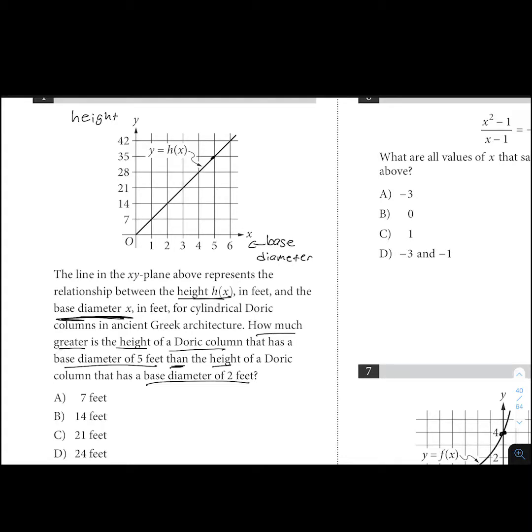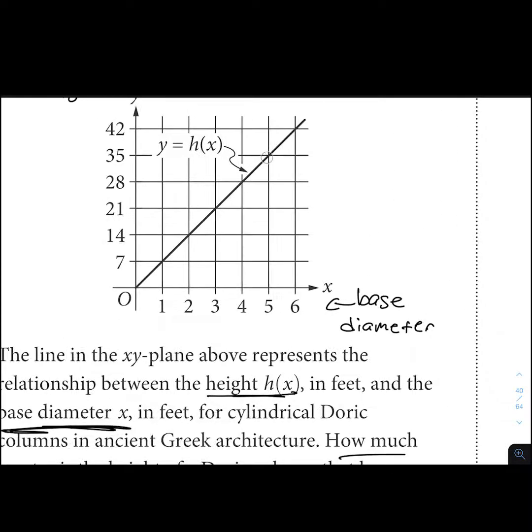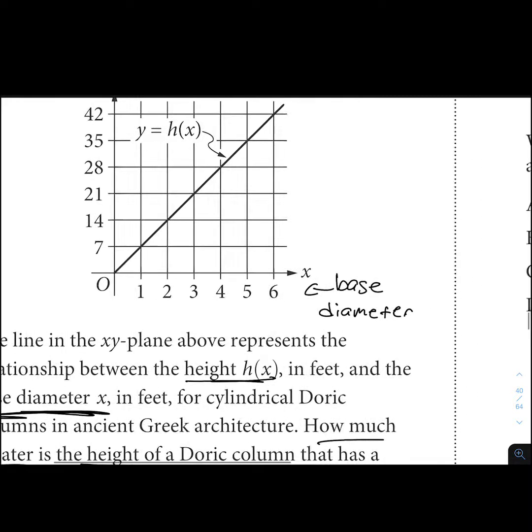So just for reading my chart alone, it's saying here that when I have a base diameter of 3, I have a height of 21. Base diameter of 2, height of 14. Base of 1, height of 7, and so on and so forth.